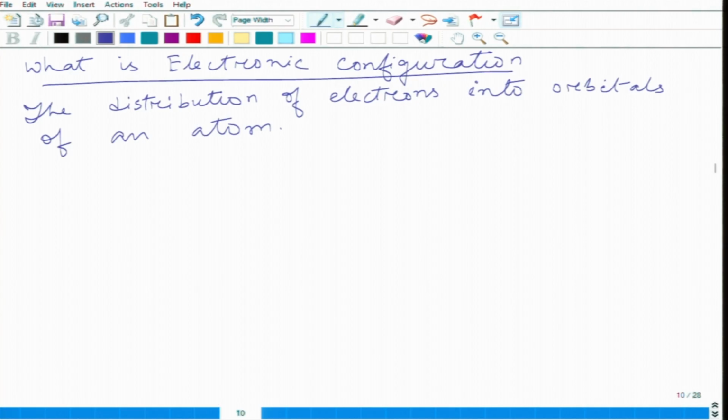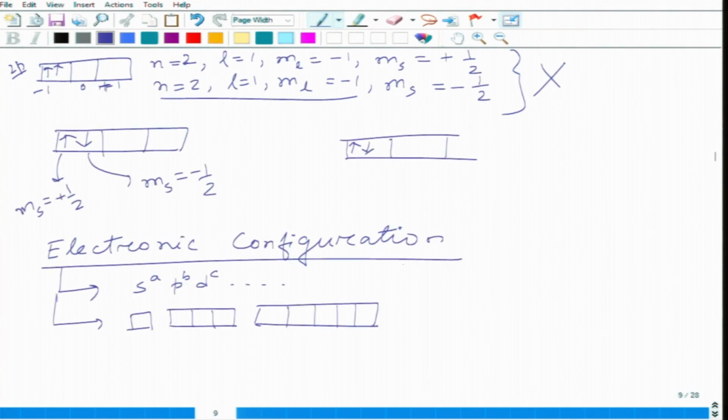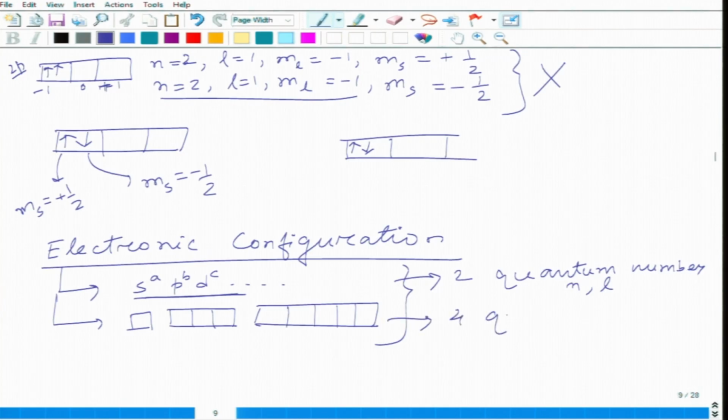That is, one atom can have many electrons. Electronic configuration tells us about the arrangement of these electrons. We had said that there are two possible ways to write an electronic configuration. This method depicts only two quantum numbers, n and l. But this method gives us all four quantum numbers. So this is actually the better method, but this method takes less time.